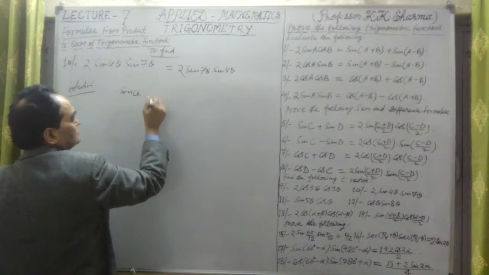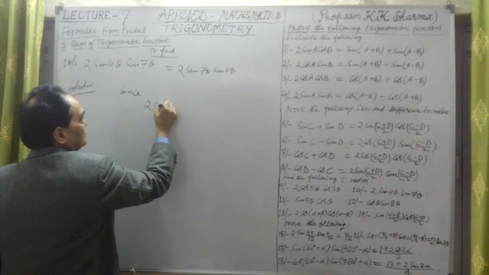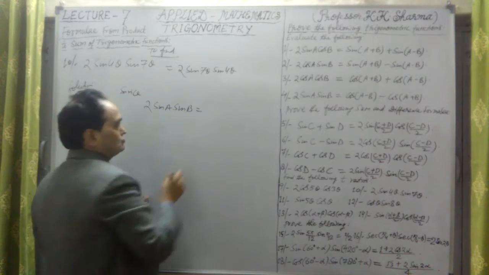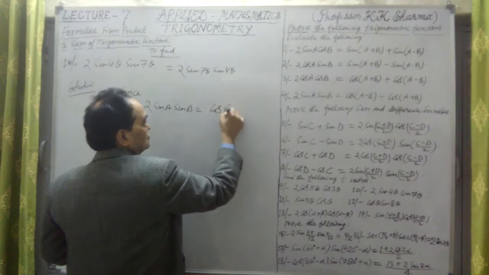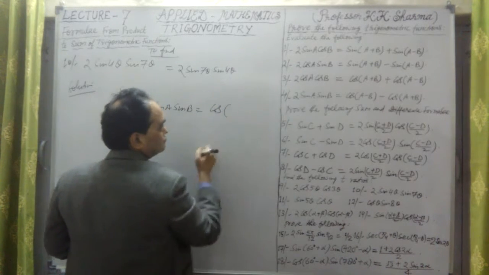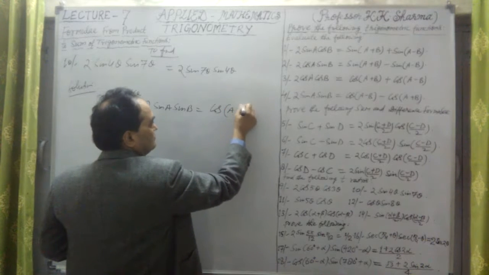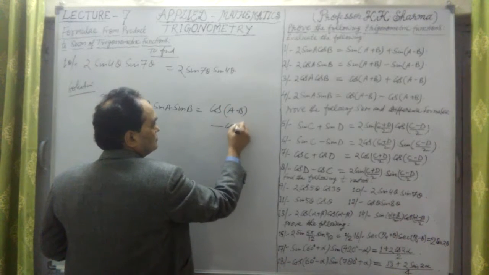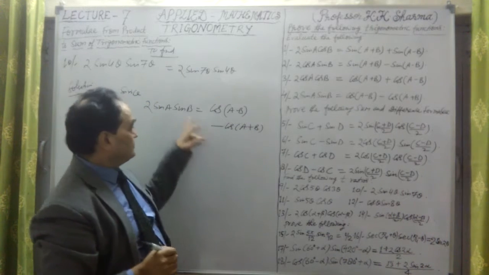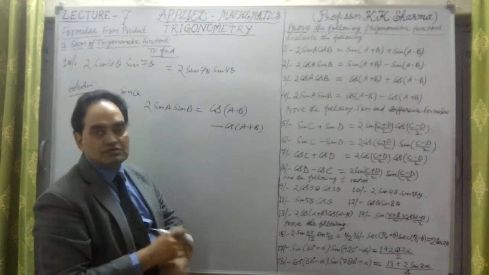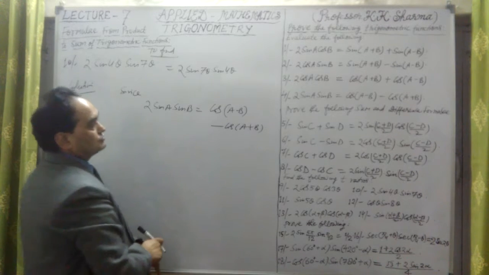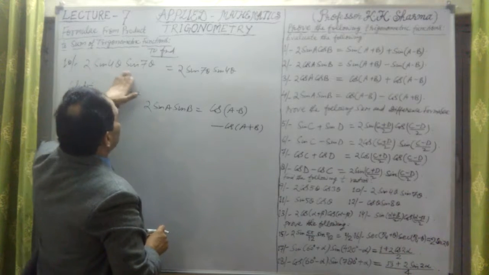We know that 2 sin A sin B is equal to cos A minus B minus cos A plus B. This is from the fourth question. Try it on this one. This is cos A minus B minus cos A plus B. There is the point here. So 2 sin A sin B.